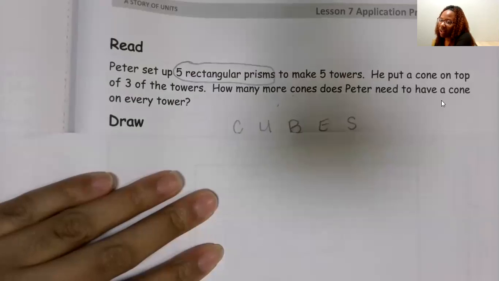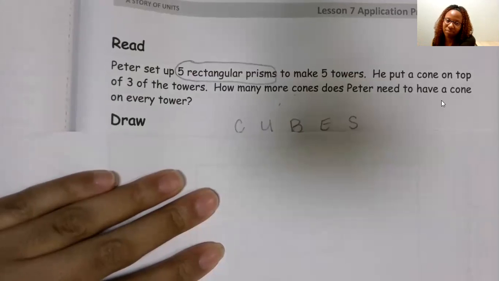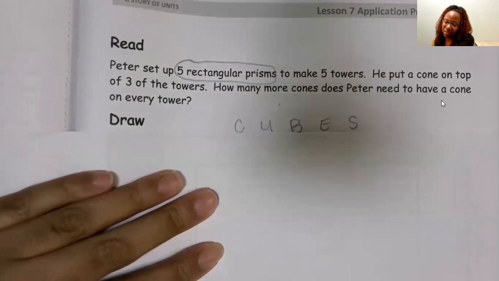And if you said 5 towers, we're not going to circle that, but that is important to keep in mind for our drawing. Because if I circle 5 towers, you're going to think I'm doing 5, and I might be adding or subtracting 5 more, but I'm not doing that. So let's look at our next sentence.